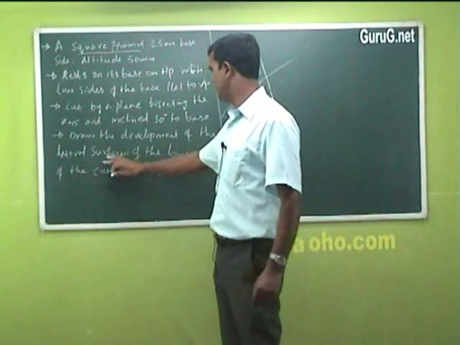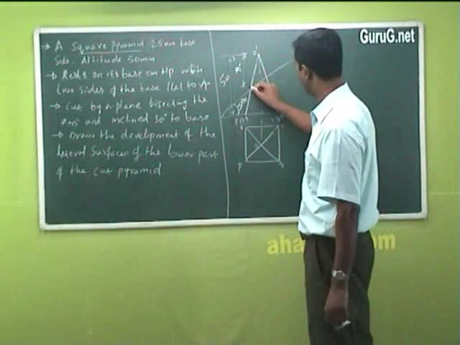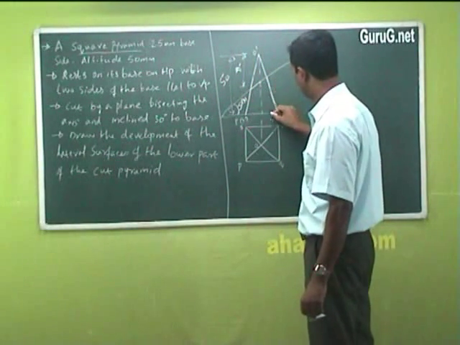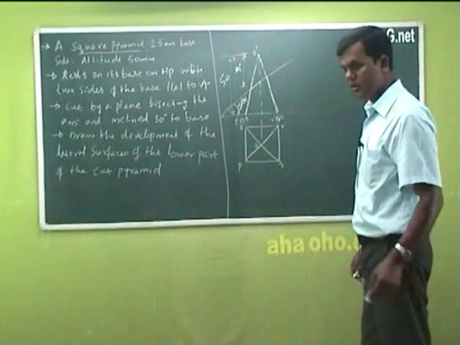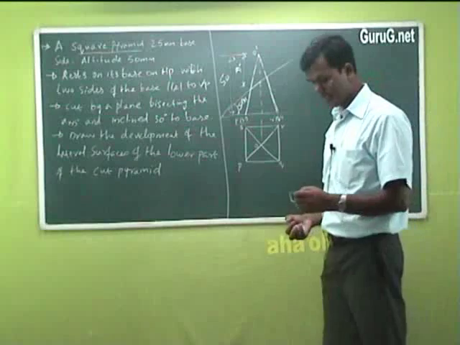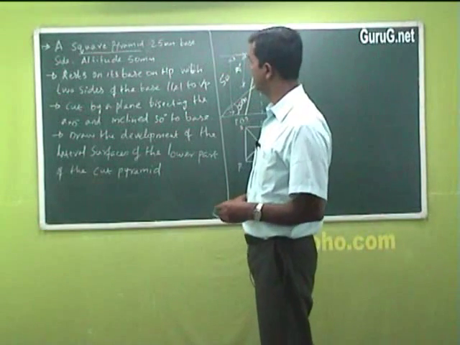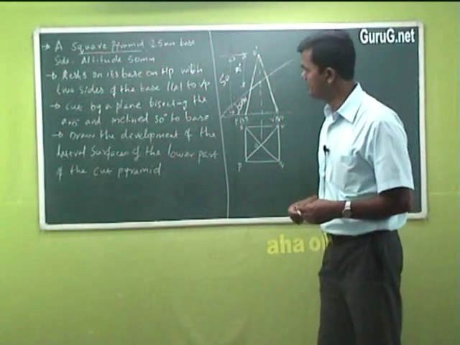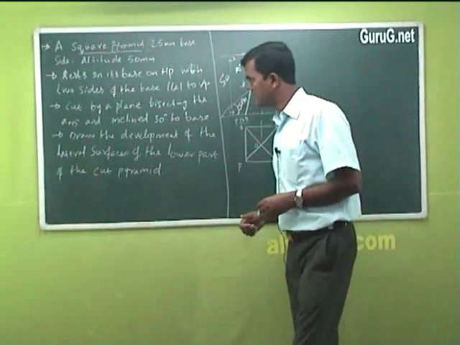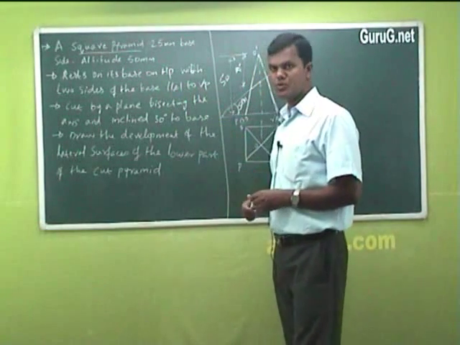Now, what is the next step? Draw the development of the lateral surfaces of the lower part of the cut pyramid. Again, what is the lower part here? This part. So the top portion is removed. You are drawing the lower part here. Now, the only trouble is, a square pyramid of 25 mm base, altitude 50 millimeter, rests on HP with 2 sides of the base parallel to VP.